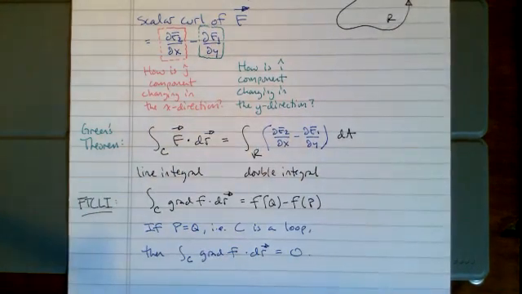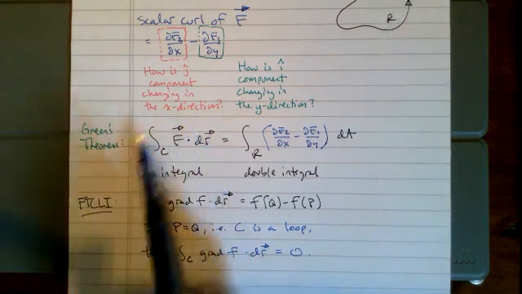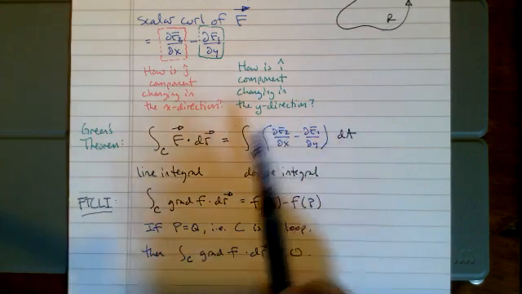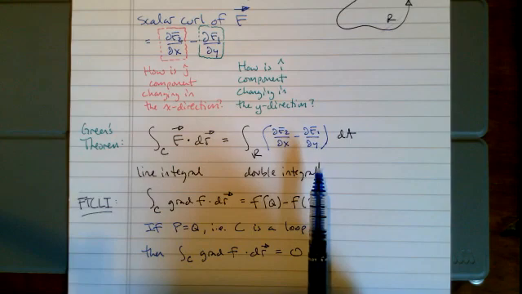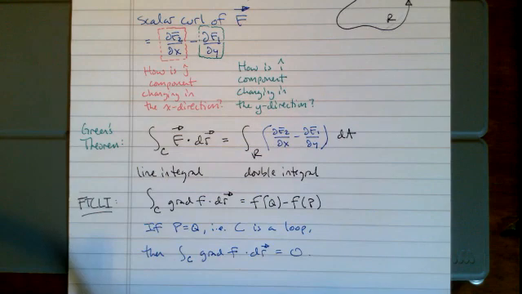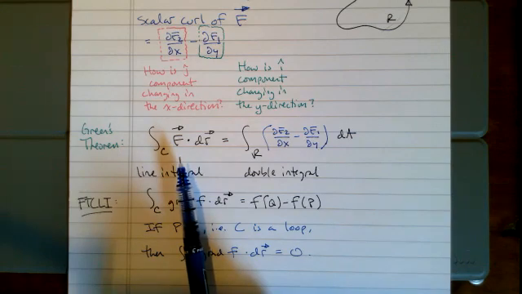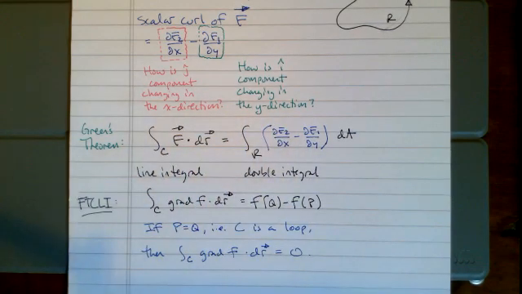Because we'd have f of q minus f of q, or f of p minus f of p. So what this means for Green's theorem is that if we apply Green's theorem to a gradient field, we're going to get 0, which means over here, we're going to get 0 for the double integral because they have to be the same. And so what that means is that our curl is going to be equal to 0. So if we apply Green's theorem to a gradient field, then our curl is going to be 0.